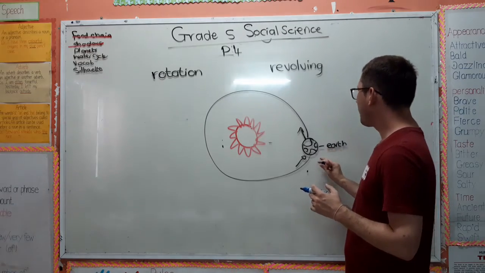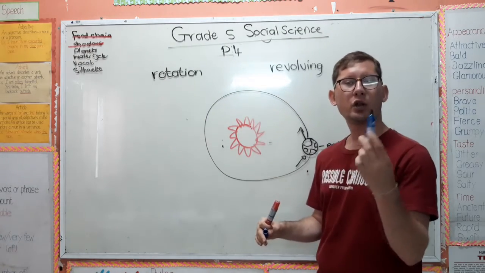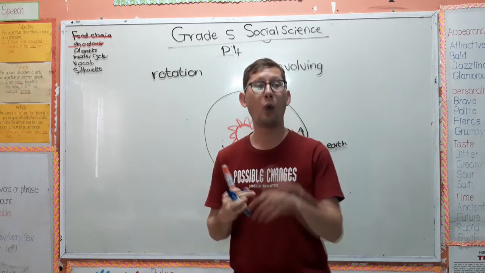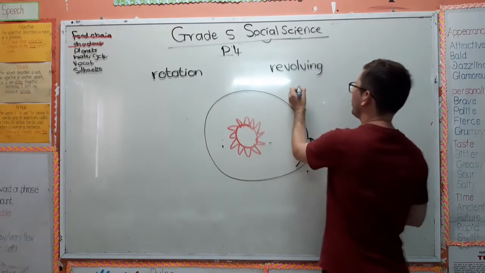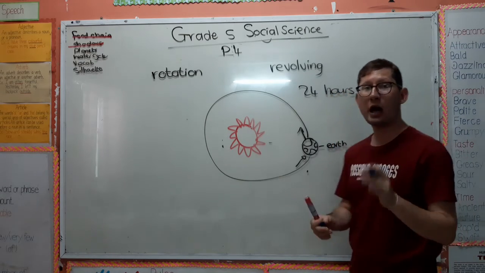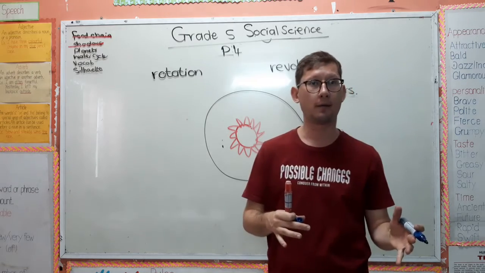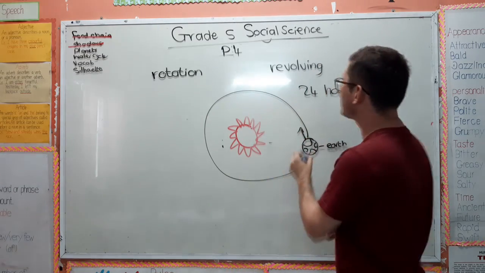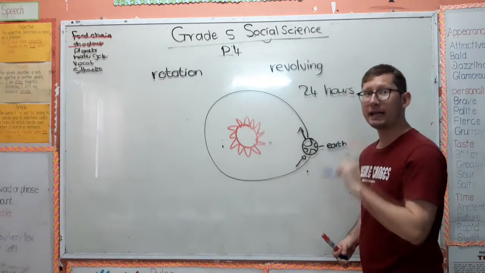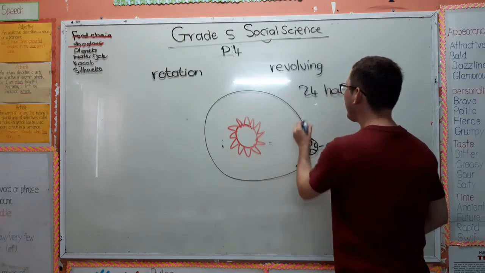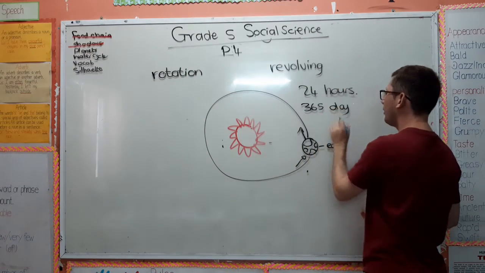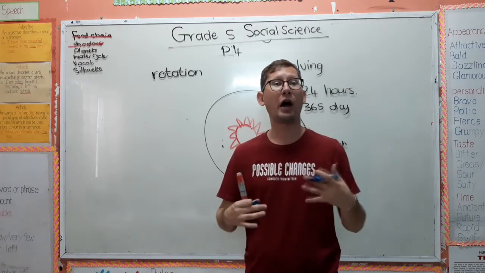So anyway, when the earth rotates on its own axis, that is day and night. Because one rotation is 24 hours. Okay? It's 24 hours, and that causes day and night. But when the earth revolves around the sun, that is the year. So it takes 365 days for the earth to revolve around the sun.